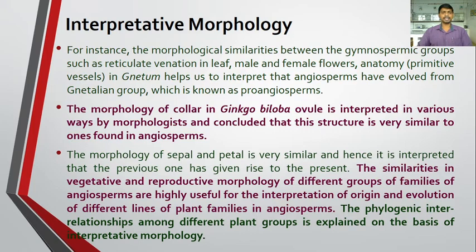The phylogenetic interrelationship among different plant groups is explained on the basis of interpretative morphology. Interpretative morphology comprises the morphological study with respect to the origin, development, phylogeny and growth pattern, that is used to find out the similarities and the differences between the different plant groups, and on the basis of which one has to interpret the phylogenetic interrelationship among the different plant groups. So that has been explained with the help of interpretative morphology.